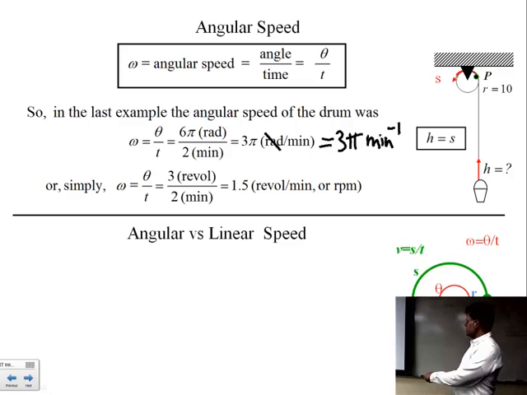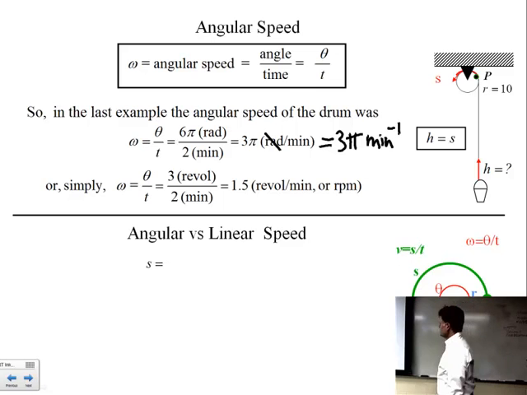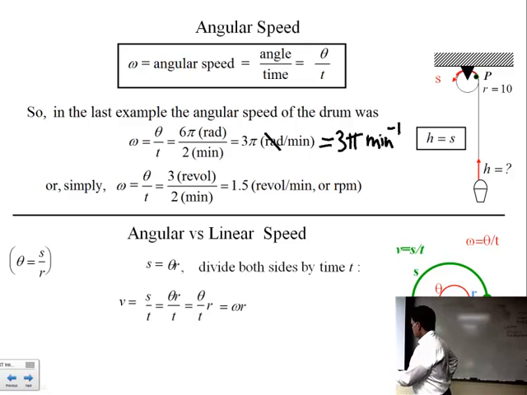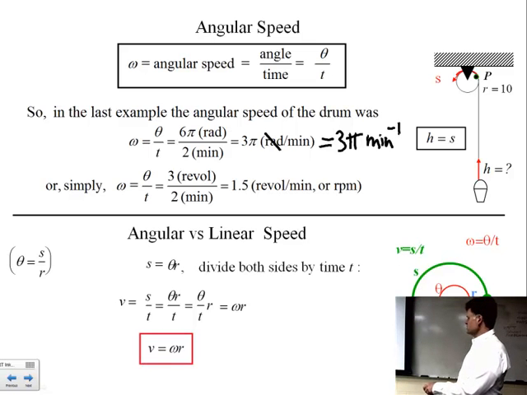Well, we know how to relate theta and s using r. So s is equal to theta times r. So now just take this equation and divide both sides by t. And I get s over t is theta r over t. And then substituting, that's the linear velocity on the left, and on the right is the angular velocity times the radius. So we get this fundamental relationship between the angular velocity and linear velocity. The linear velocity is the angular velocity times the radius.